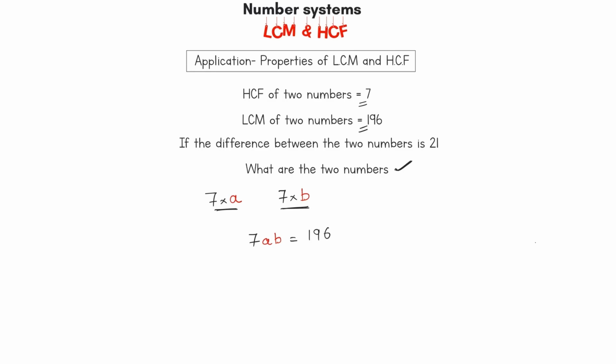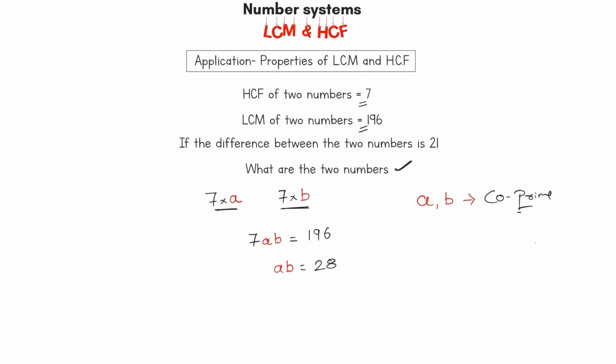Okay, what can you get? 7 2s are 14, then 56 is remaining, so what do you write here? 28. So a into b is equal to 28. So I understand the product of a and b is 28. But I also know that a and b are co-prime to each other.